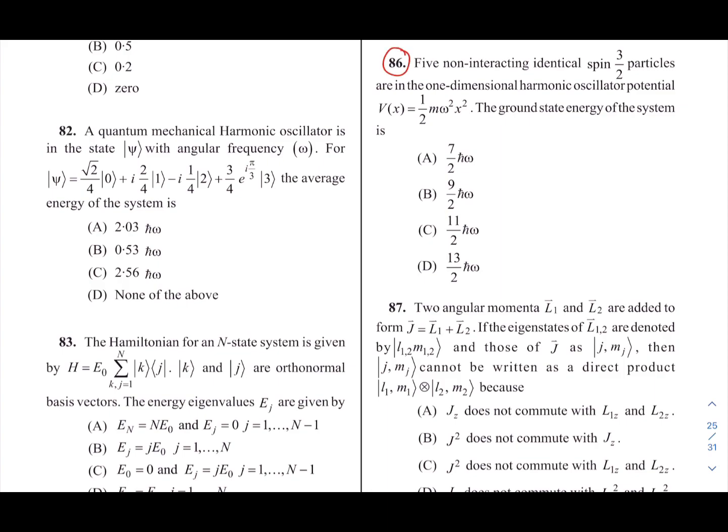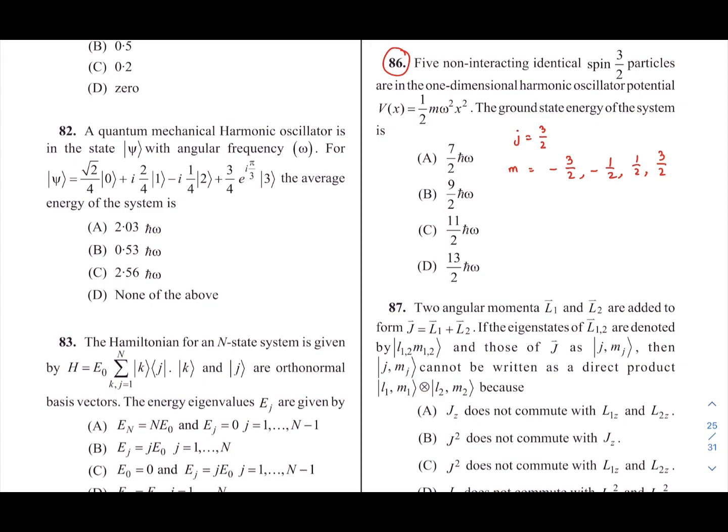Problem 86. 5 non-interacting identical spin 3/2 particles are in the one-dimensional harmonic oscillator potential. The ground state energy of the system is. So the spin is j equal to 3/2. Let us find the m values. That would be minus 3/2, minus half, plus half, and 3/2. Since these are fermions, no two particles can be in the same state.